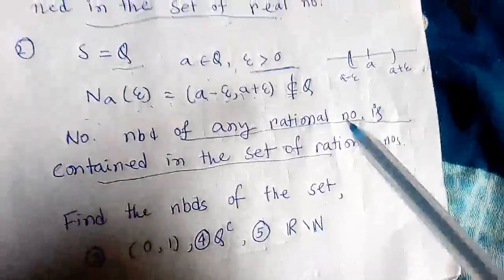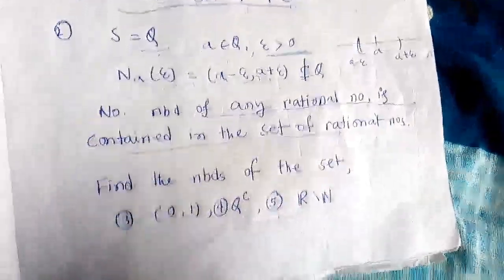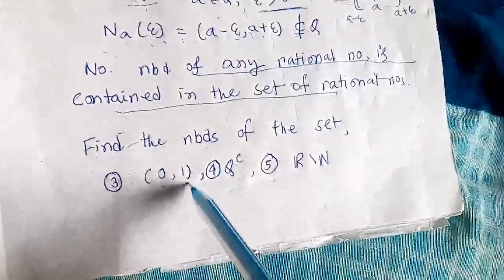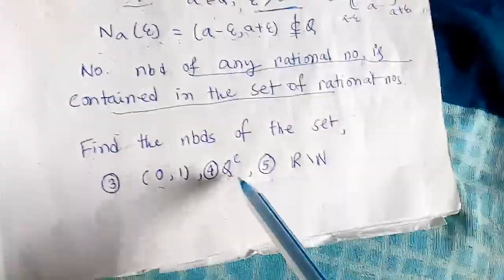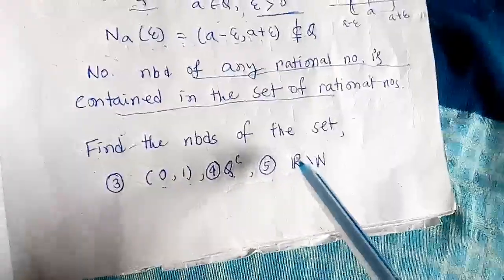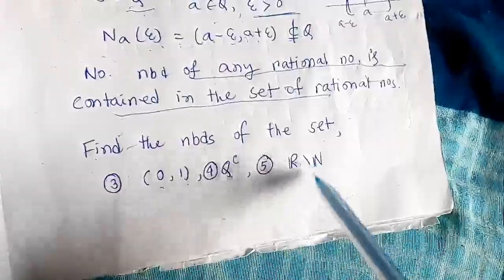So this is our main concept. Now find the neighborhoods of the sets: the open interval 0 to 1, Q^c, that is the set of all irrational numbers, and R minus N.